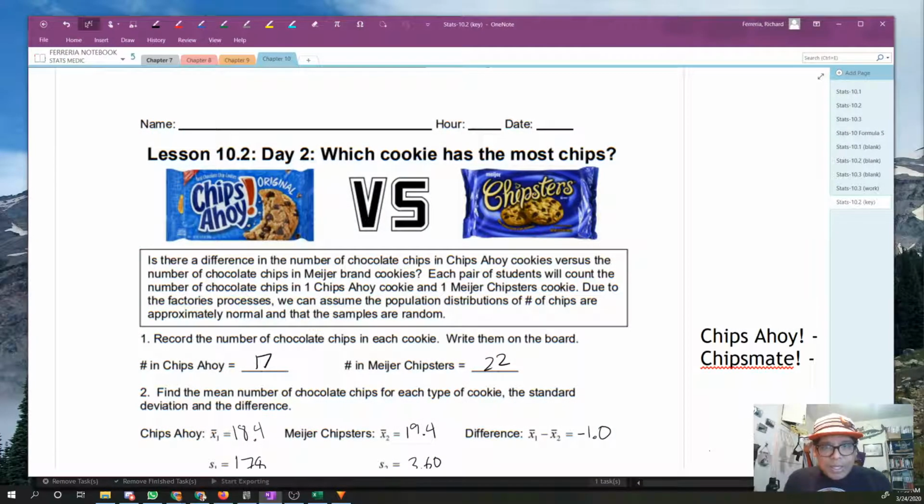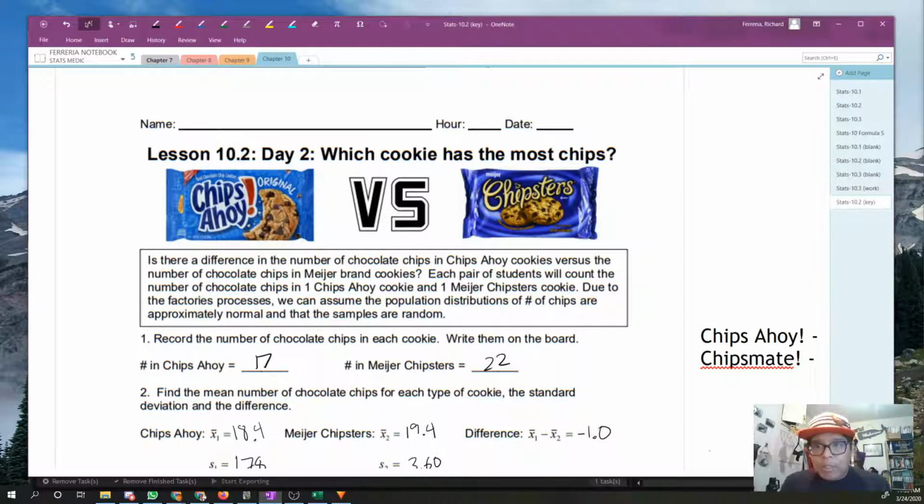So this is saying, is there a difference in the number of chocolate chips in Chips Ahoy cookies versus the number of chocolate chips in Meyer brand cookies? Now, if you don't know Meyer brand, that is a Midwest generic brand associated with the Meyer's supermarket, really. If you ever get the time, ask me about my Myers story. There's a really fun one there. That's the only reason I know what Myers is.